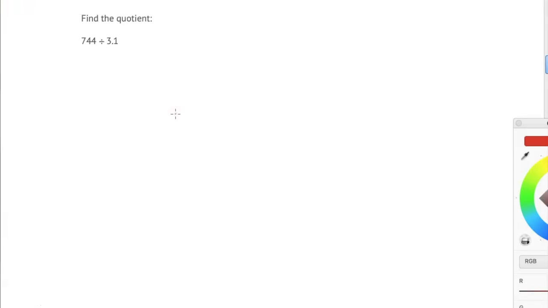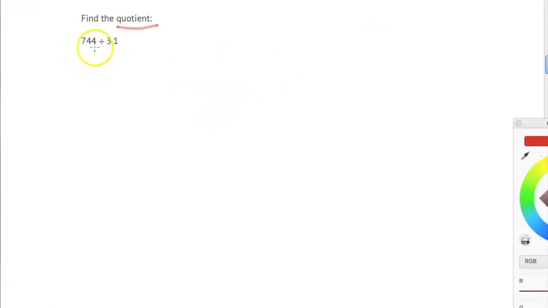It says find a quotient. Now remember, quotient, that's a fancy word, right? Who remembers what quotient is? Ooh, I can see those little hands going up. That's right. Quotient means to divide, and it's the answer to a division problem. I hope you remember all of this goodness. So with quotient, we're looking for the answer to a division problem.